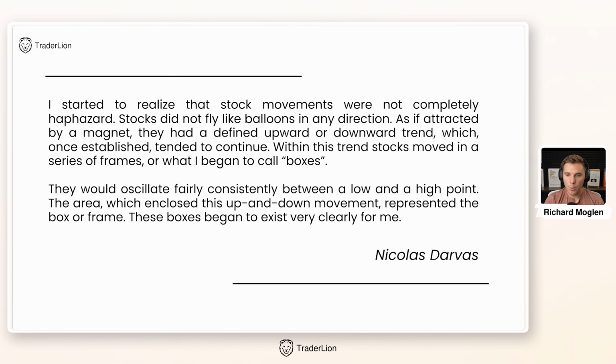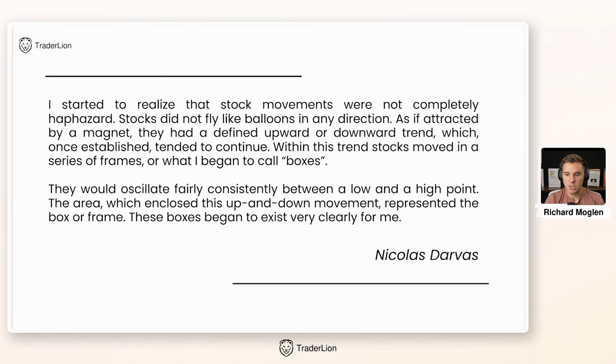They had a defined upward or downward trend, which once established tended to continue. Within this trend, stocks moved in a series of frames, or what I began to call boxes. They would oscillate fairly consistently between a low and a high point. The area which enclosed this up and down movement represented the box or frame.